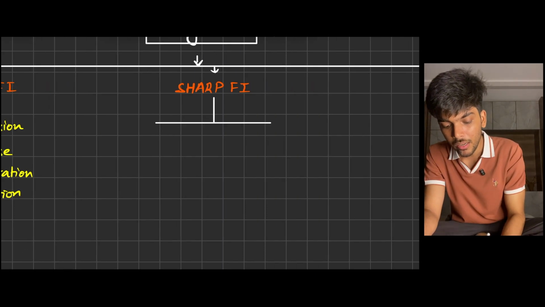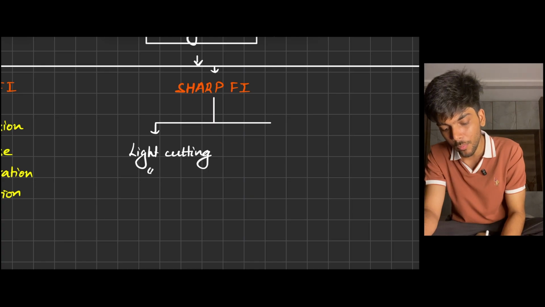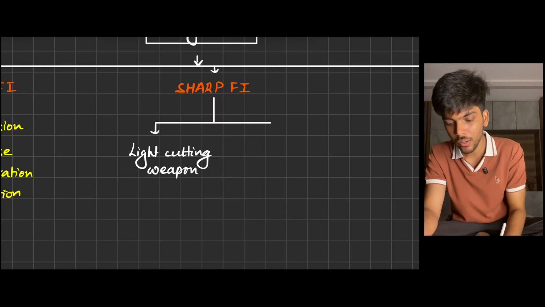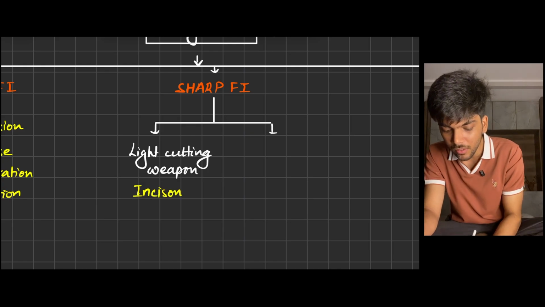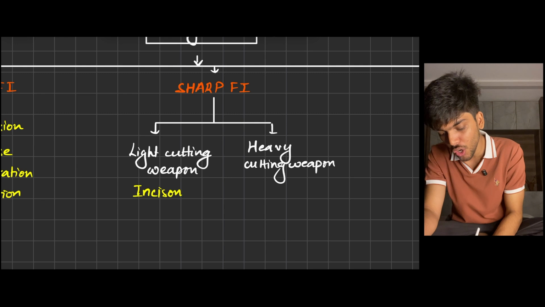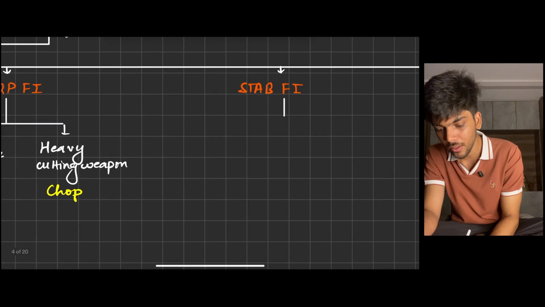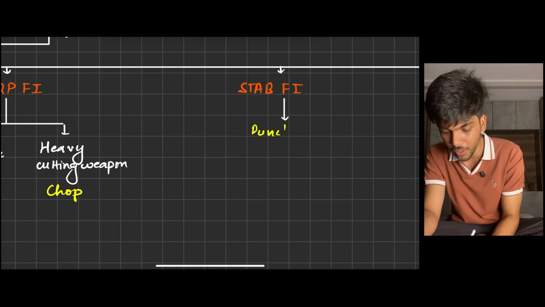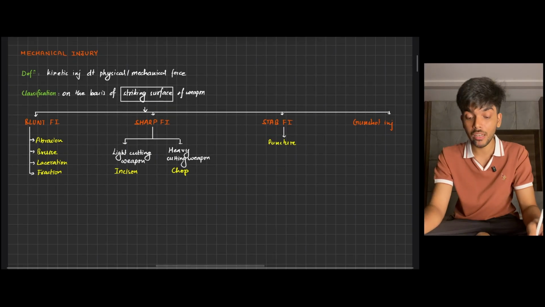Sharp force injury, depending on whether it is as a result of a light cutting weapon, for example, a knife or a scalpel, you get incision. But if it is a heavy cutting weapon, like a chopper or an axe, you get a chop. Due to a stab force injury, you get a puncture wound or a puncture injury. Okay. With that, we are done with the classification of mechanical injury as well.